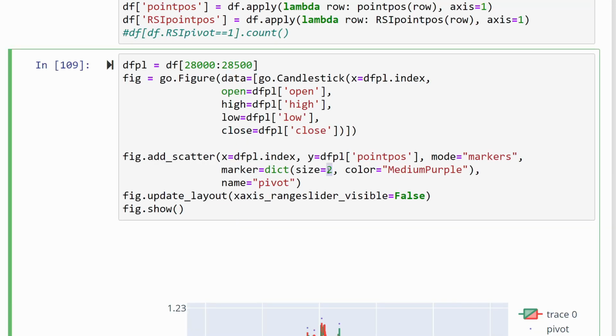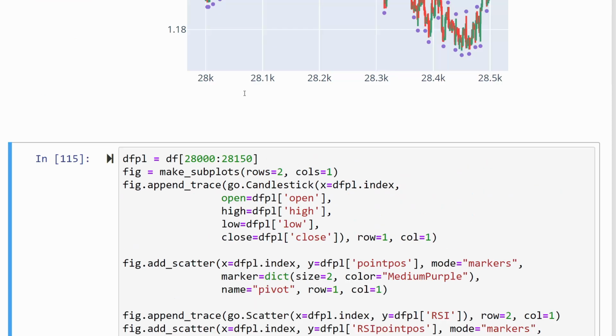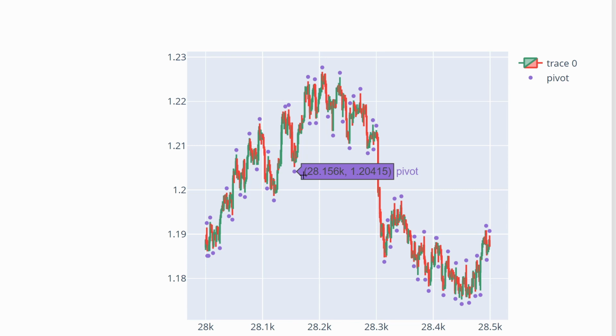Okay, so I have this cell. I'm going to increase the points number. Let's put 5, for example, so it can be more visible. I'm taking a slice of my data frame. I'm plotting the candles, and then I'm adding the points related to the positions of the pivot candles, pivot high and pivot low. And we can define the size of the markers and the color. Of course, these are aesthetics. Let's run this and see what we are looking for. So this is how our points will look like.